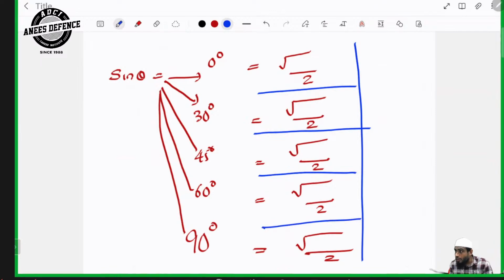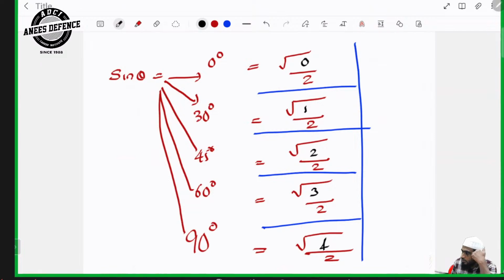Yes. Then count 0, 1, 2, 3, 4. 1, 2, 3, 4, 5. 0, 1, 2, 3, 4. So how many? 5. Put 0 here. Put 1 here. Put 2 here. Put 3 here. Put 4 here.